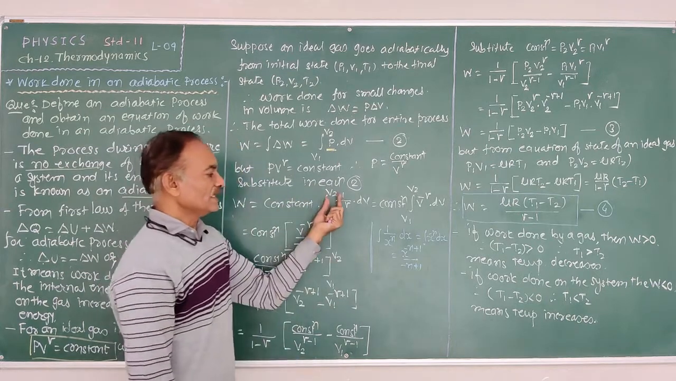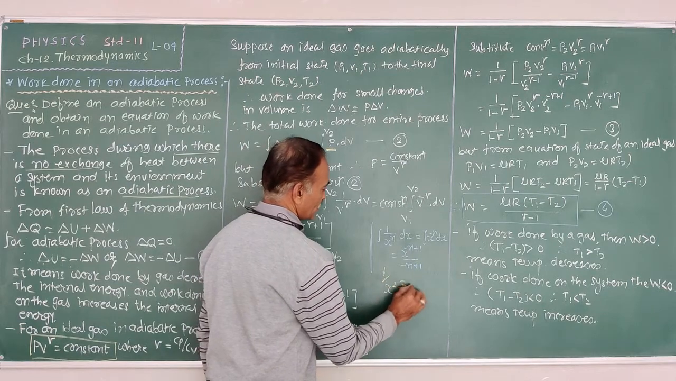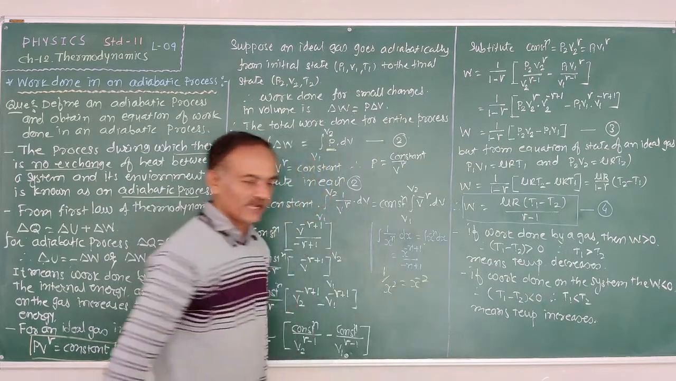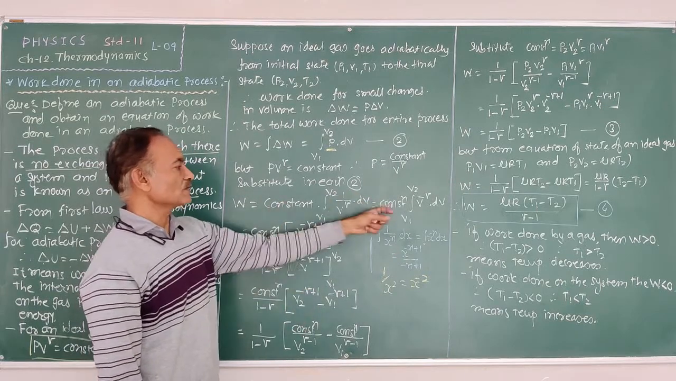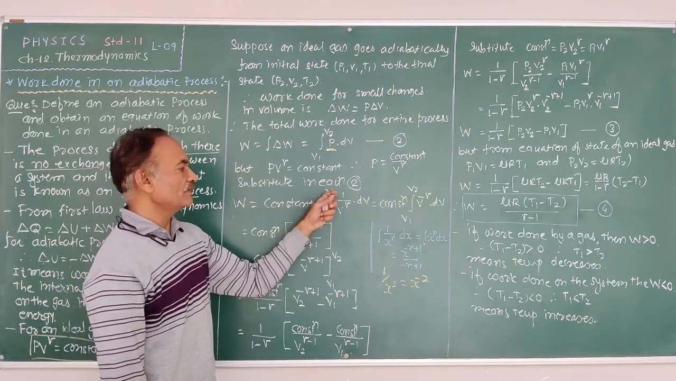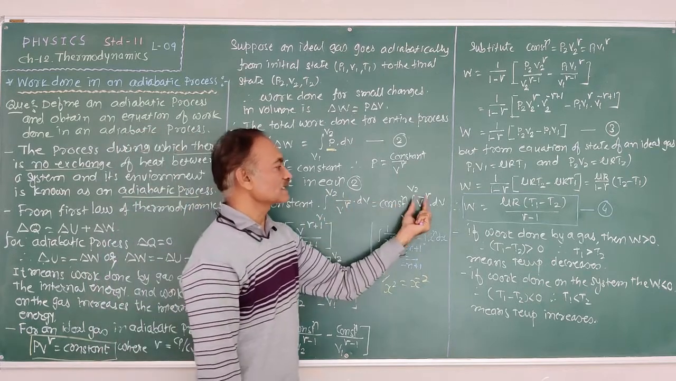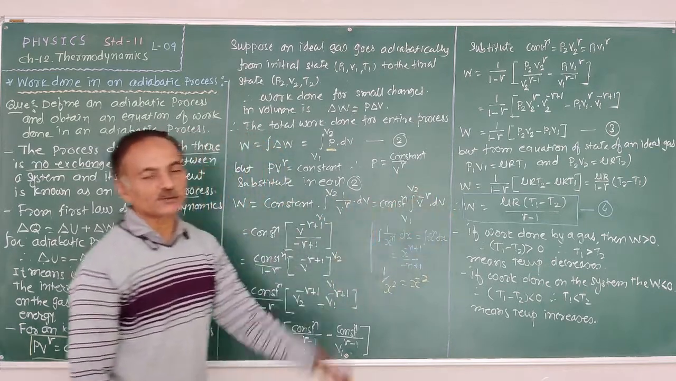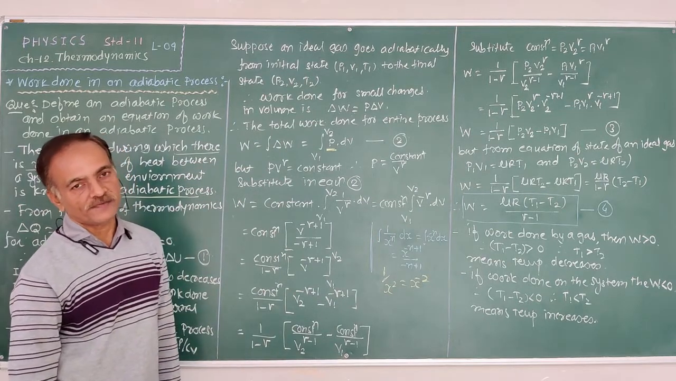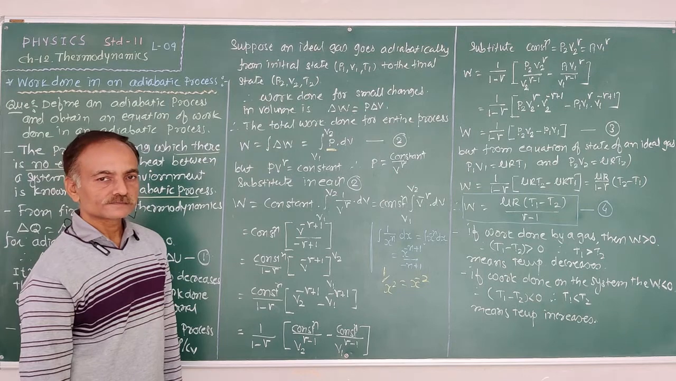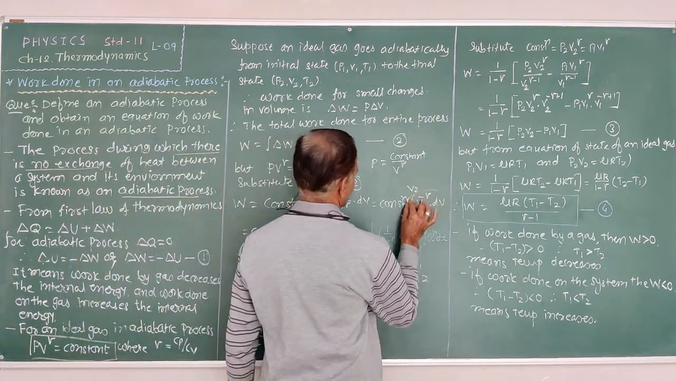Now, we know that 1 upon X is equal to X to the power minus 1, and 1 upon X squared is equal to X to the power minus 2. Using this concept, therefore, constant into integration from V1 to V2 of 1 upon V to the power gamma, that is V to the power minus gamma into dV. Clear this? Okay. Now we have to take the integration of this part.